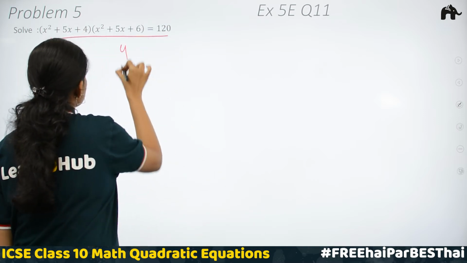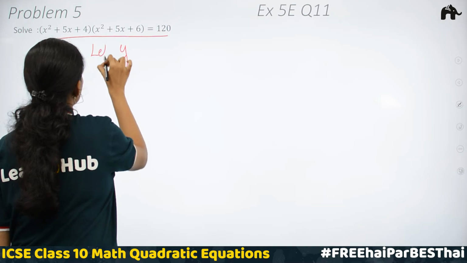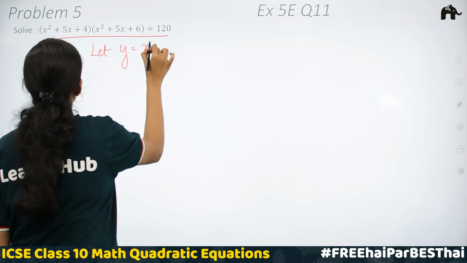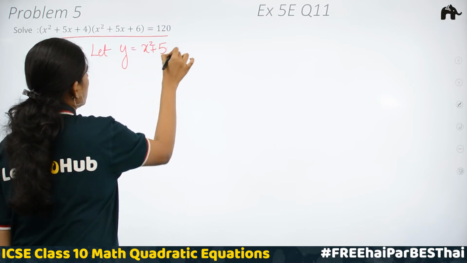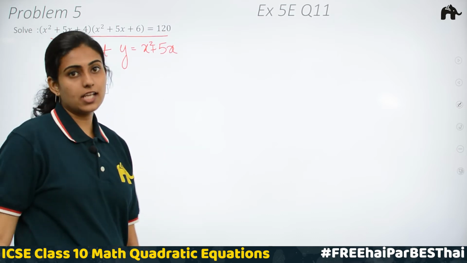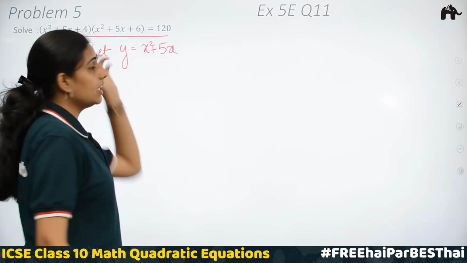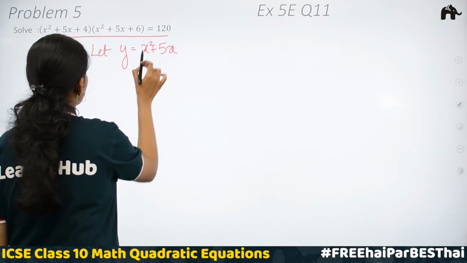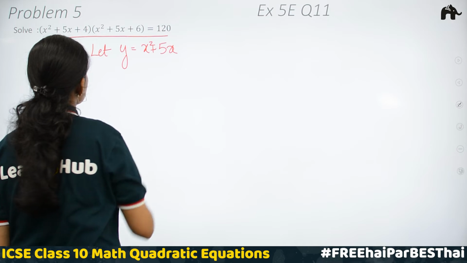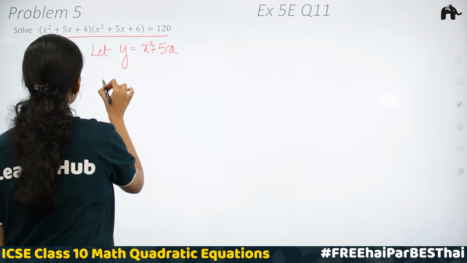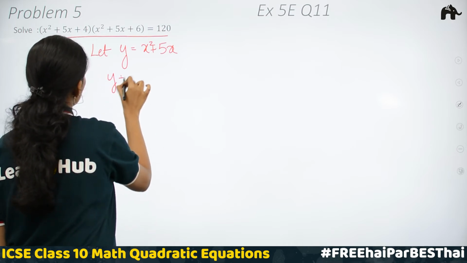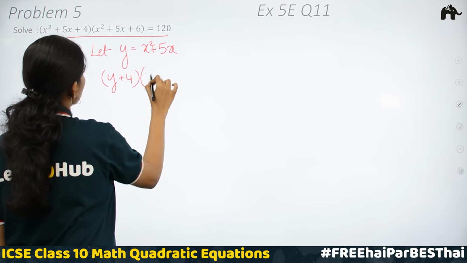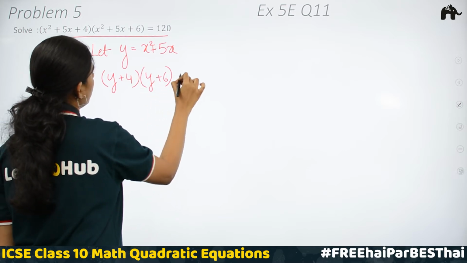That is, let y is equal to x square plus 5x. Using this substitution, we can solve this by converting the given equation to a quadratic form. When you substitute x square plus 5x is equal to y, the equation becomes y plus 4 into y plus 6 is equal to 120.